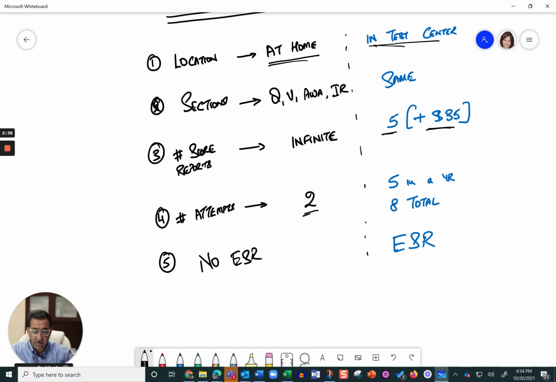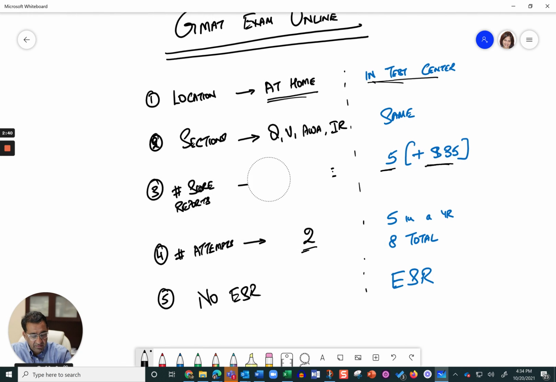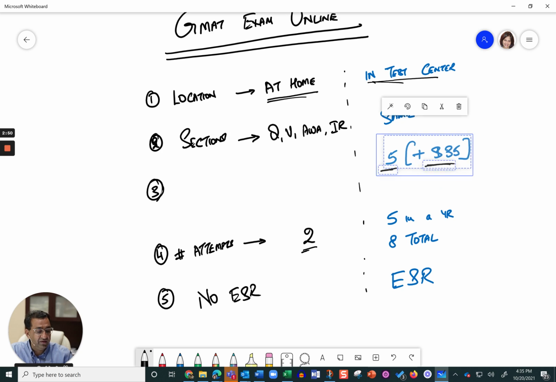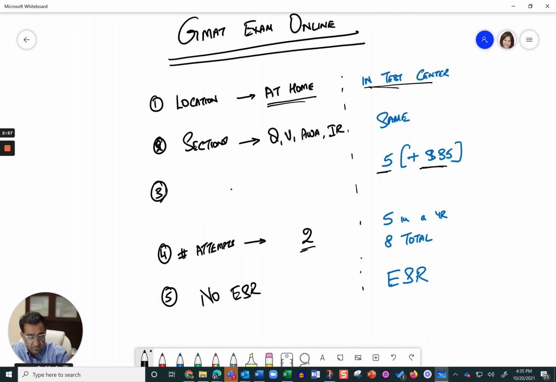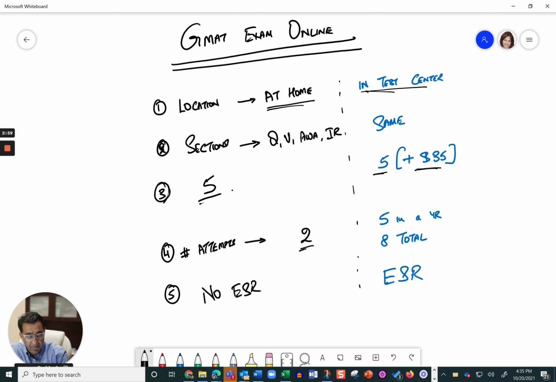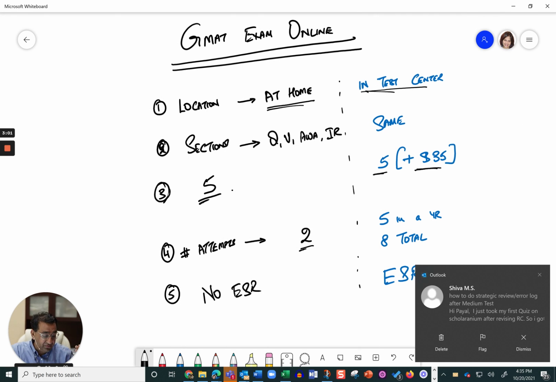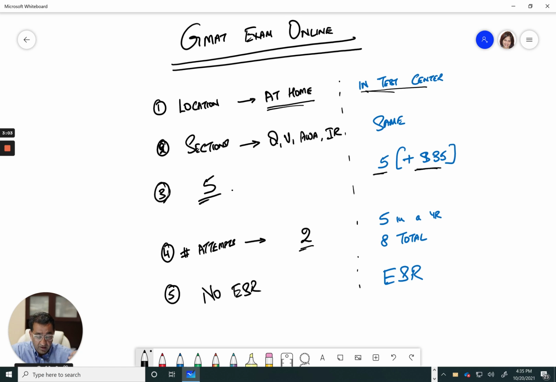Okay, now what are the changes? Essentially, this is going away. That's for me one of the biggest things. We essentially have the same opportunity: we can only send our scores to 5 different schools overall. So this is again 5 for me. And again, if you want to send it to a 6th school, you have to pay again, plus $35.